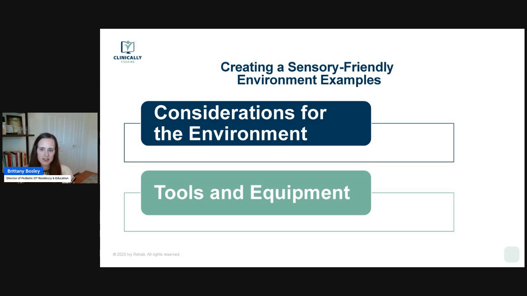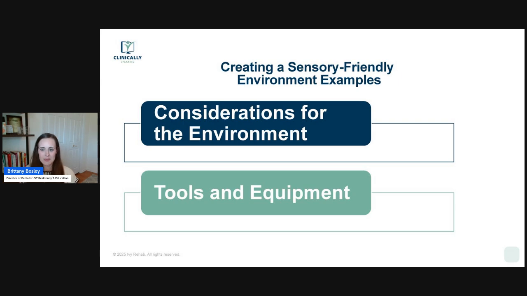Some considerations for the environment to keep in mind, as an example: lighting. Natural lighting is preferred over artificial lighting. So think about what kind of harsh lighting might be in the clinic or at home, neon lights, things like that. Warm light is more beneficial for kiddos or those who are sensitive to those lights.